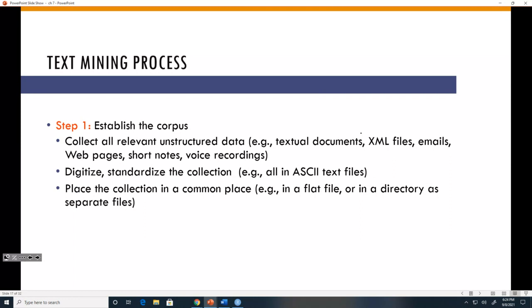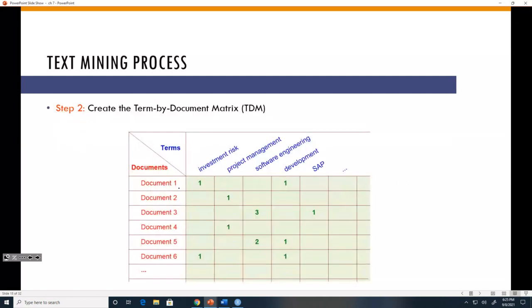So establish the corpus. It can come from, like I was saying, anywhere: text documents, emails, web pages. You can digitize voice recordings, and place the collection in a common place, so a folder or directory where all the documents are stored, and then we can pull them into a corpus.